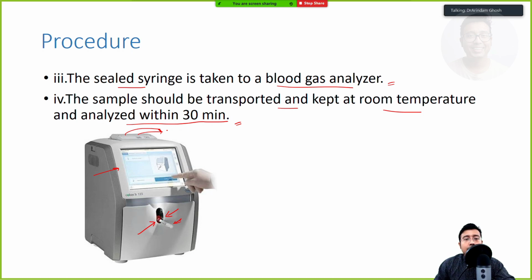So this is number one, do. You should always seal the syringe, don't transfer the blood into any vial. And next, don't or do, is always analyze the syringe blood sample within 30 minutes. What will be the don't? Don't prolong the analysis beyond 30 minutes. Why do we say this? Generally, ABG machines are known as POCT. What is POCT? It stands for point of care testing.